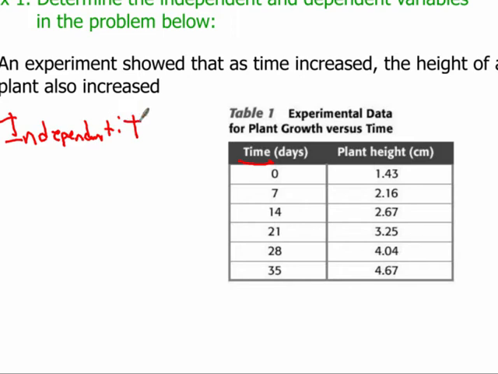So we're going to say our independent variable is going to be time. And that means that our dependent variable is going to be height. All right? As time goes up, so does height. And that's all we have to do. We know time is what's going in, height is what's coming out. All right, let's try another problem.